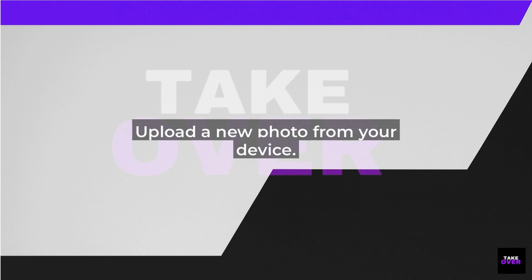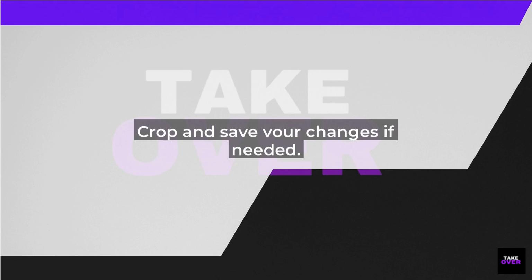This will open a file explorer on your device. Select a new photo from your computer or phone. Make sure it's a clear, high-quality image, ideally in JPEG or PNG format, and under 5 megabytes to avoid any upload issues. After selecting your photo, you might get a chance to crop or edit it. Use the tools provided to adjust it so it looks just right, then hit Save or Apply Changes.